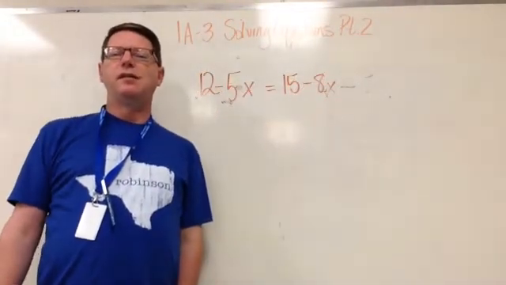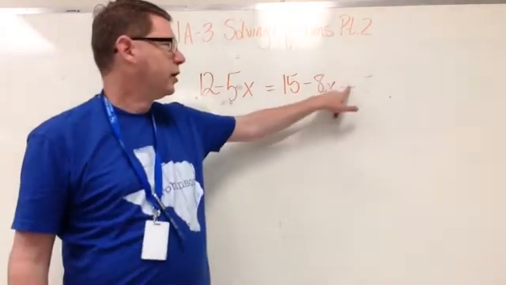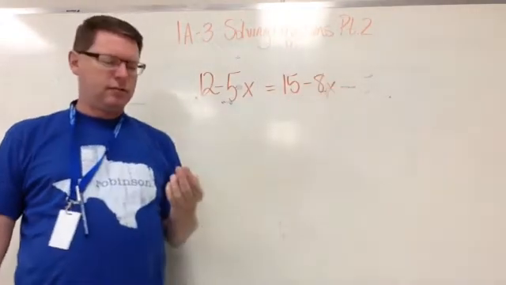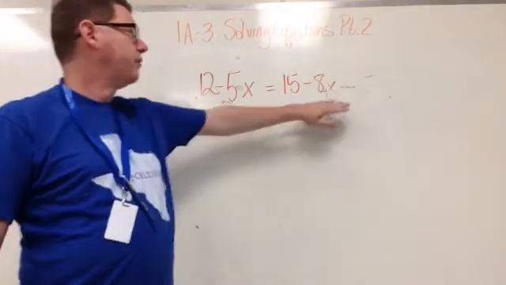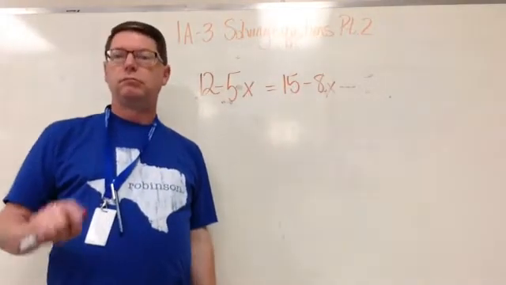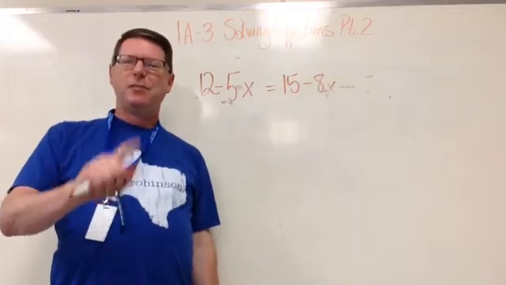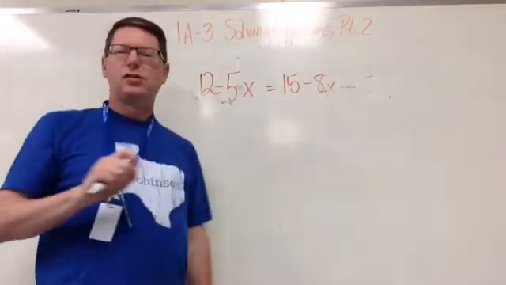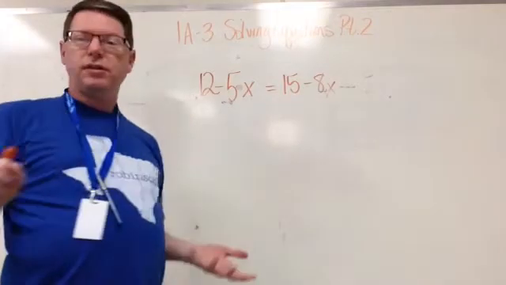And here's the next example. 12 minus 5x equals 15 minus 8x. And that's a mark on the board. That's not a part of the equation. Okay? So, I've got 12 minus 5x, 15 minus 8x. I have a variable on both sides. Which one is the variable with the smallest coefficient? Negative 8, because negative 8 is smaller than negative 5. So I'm going to start with negative 8.